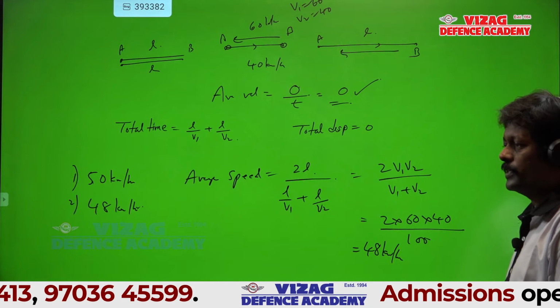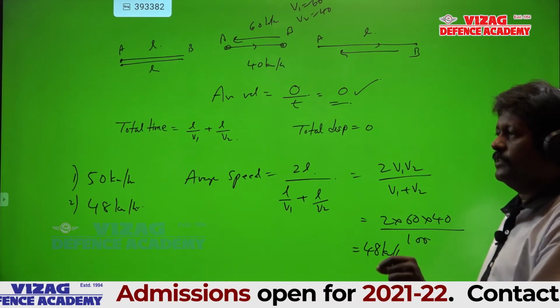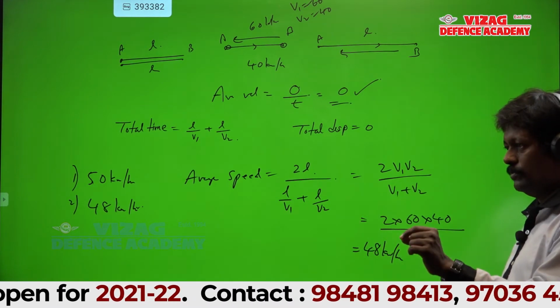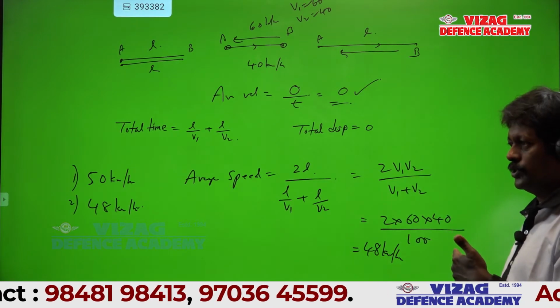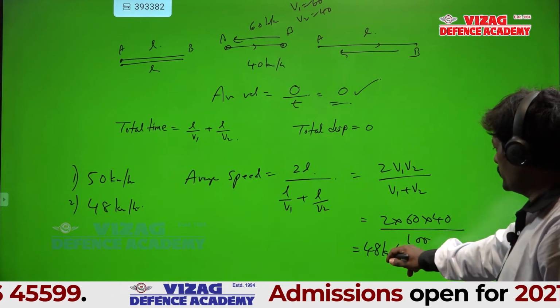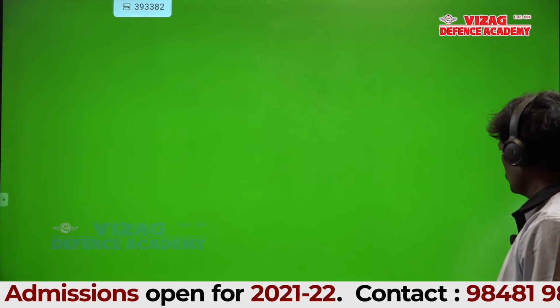So the answer is 48 kilometers per hour. So in this question, what is the average velocity? 0, because the vehicle came back to the initial position. What is average speed? Average speed is 48 kilometers per hour, right? Yes, sir. Now listen.